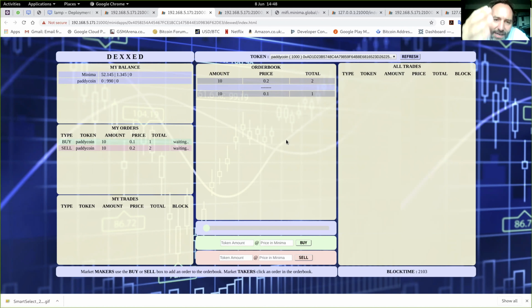So mini dApps rely on you running a full node. Everybody who uses Minima uses a full node, and so mini dApps work really well for Minima. You know, I can't actually think of another cryptocurrency where this would work because they're all totally centralized. I'm sorry.